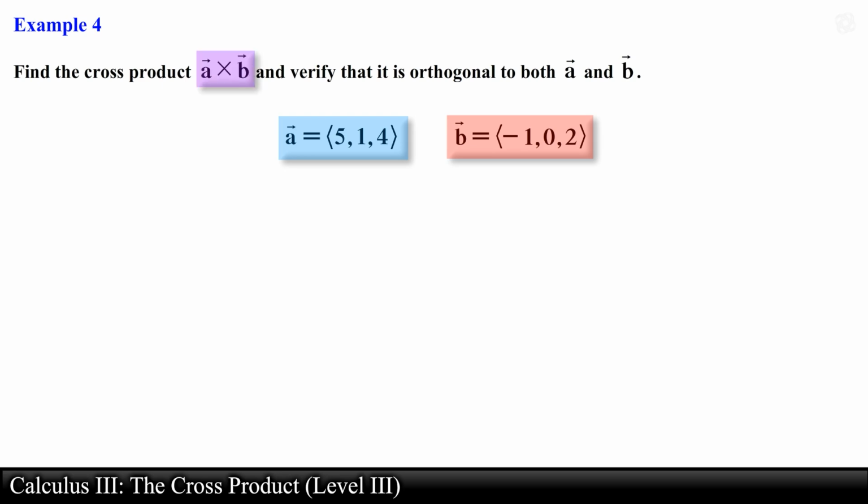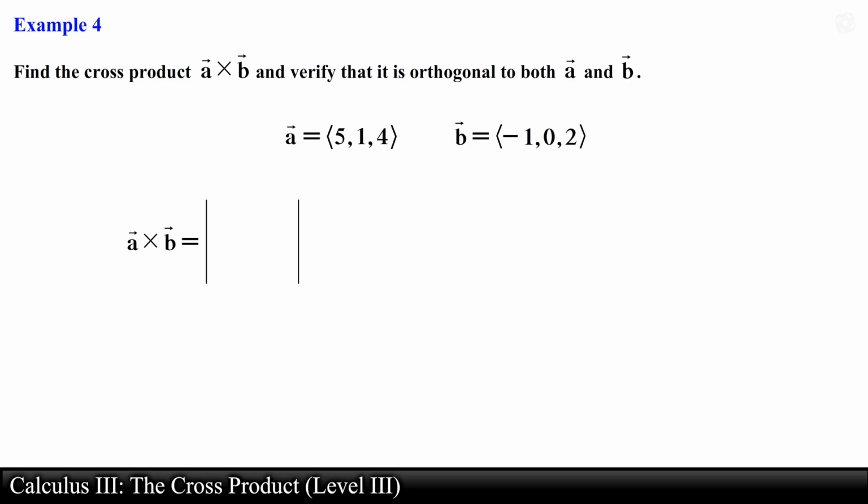We are asked to find the cross product between these two vectors, specifically vector A crossed with vector B. Let's go ahead and use the component definition of the cross product. We first need to set up our 3x3 determinant by using the standard unit vectors as the entries on the first row, followed by the components of vector A in the second row, and the components of vector B in the third row, as follows.